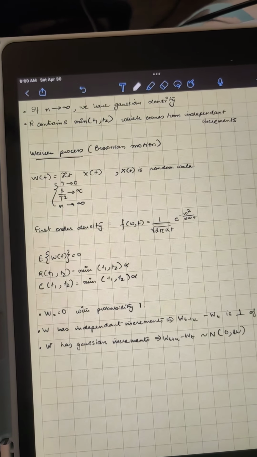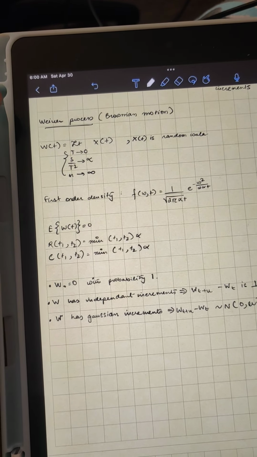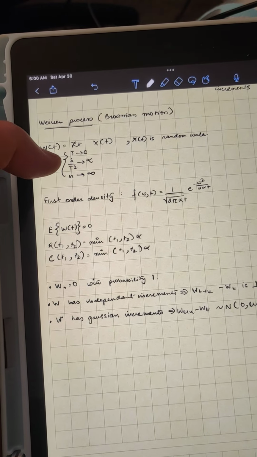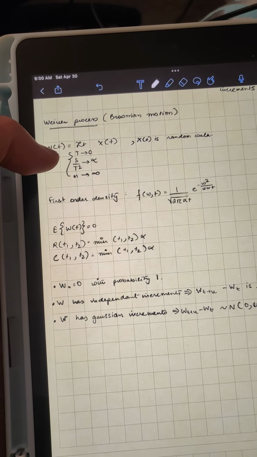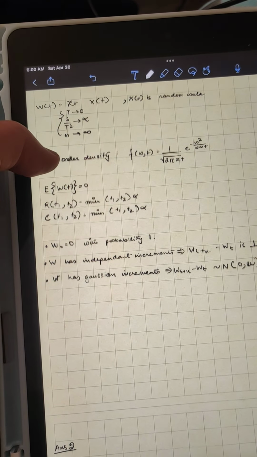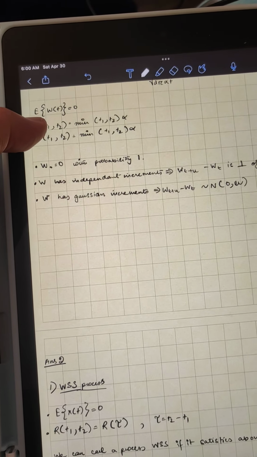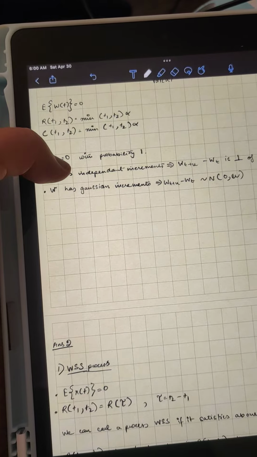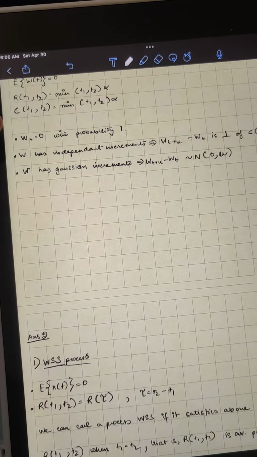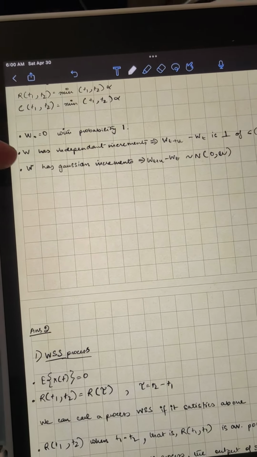So Wiener process, this is commonly called Brownian motion. So here you can see that Wt is a Wiener process when limit xt, T tends to 0 and n tends to infinity. First order density is given, autocorrelation is given. So W0 is equal to 0 with probability 1. So it has a lot of properties. I have listed 2 here.